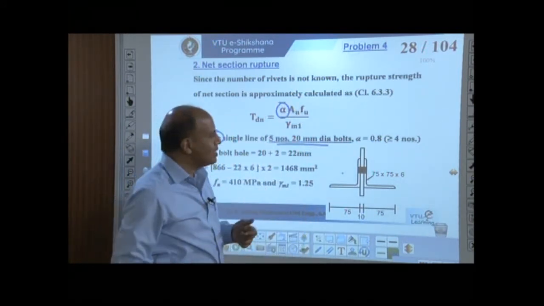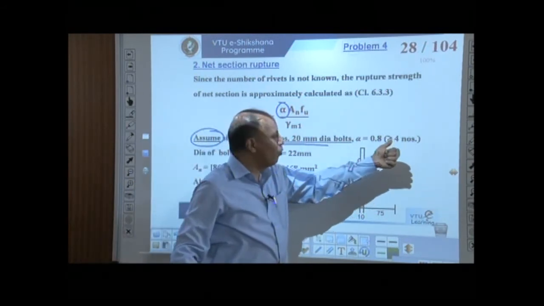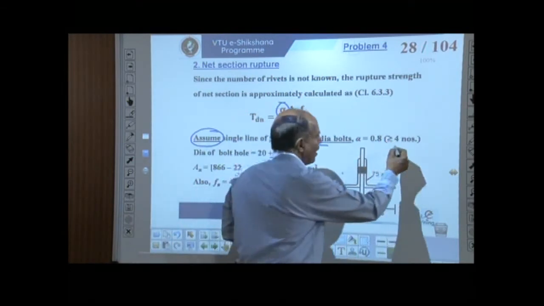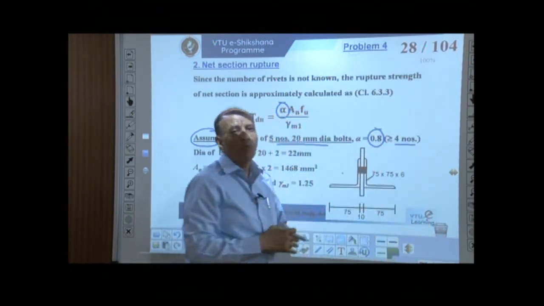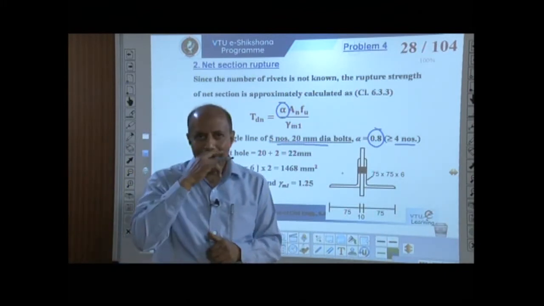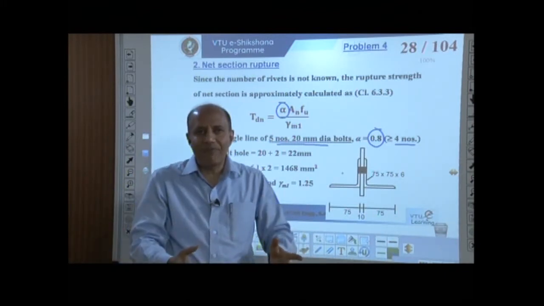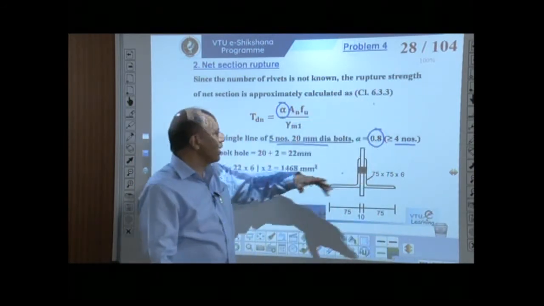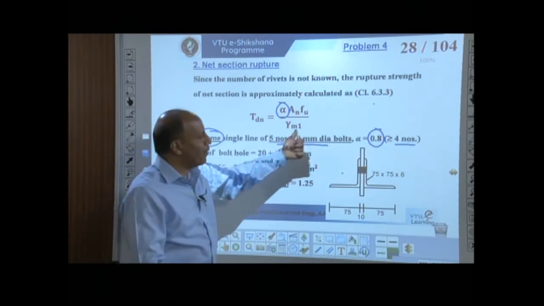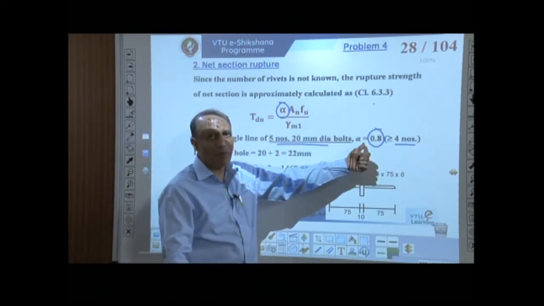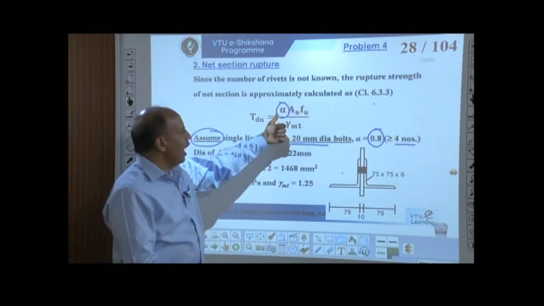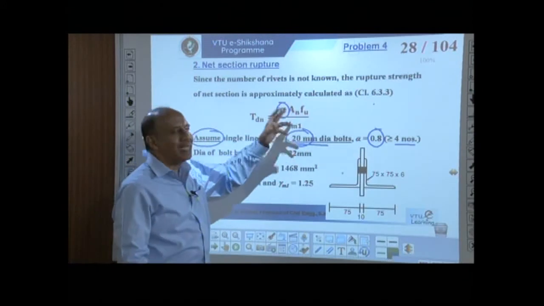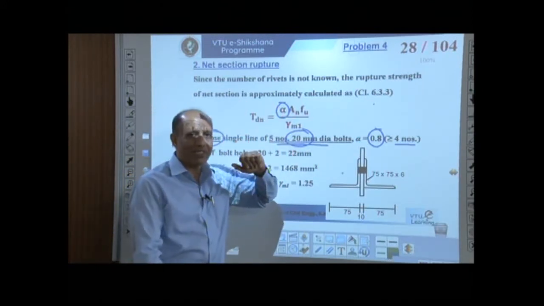The code says that if the bolts are 4 or more in number, that value is 0.8. If it is less, you have a different value of alpha. All you have to do is look at this particular clause. In this case, I am assuming 5 bolts, and I take the value of alpha appropriately from the code. Further, since I have assumed a 20 mm diameter bolt, I can easily calculate the net area of the section.